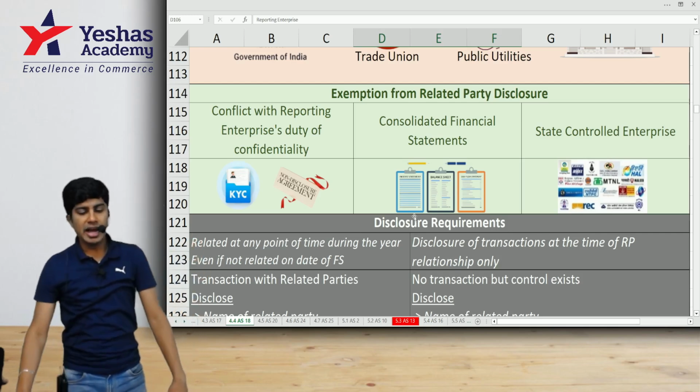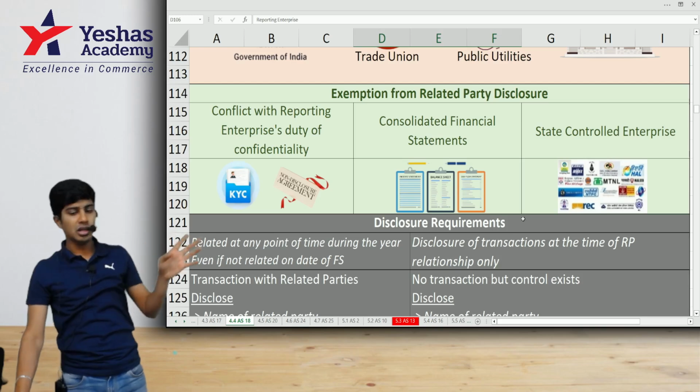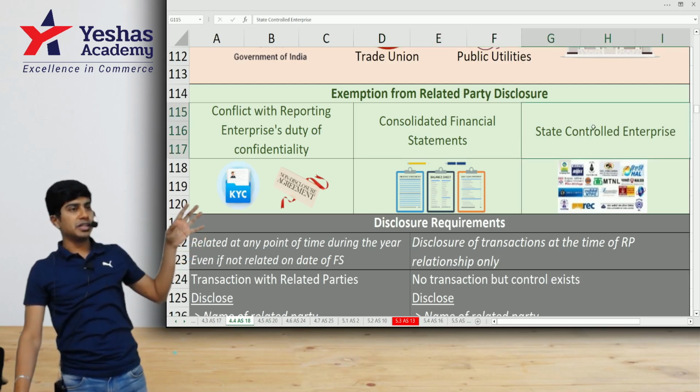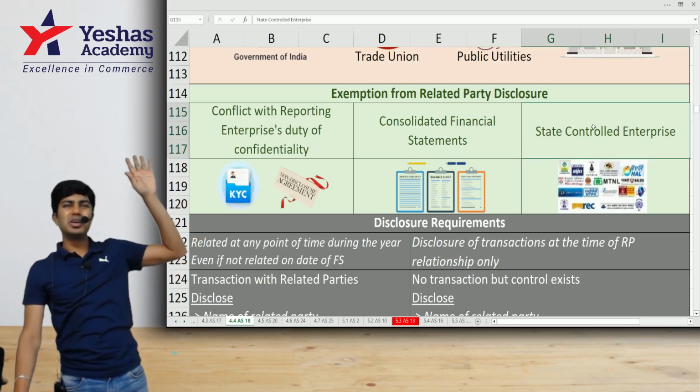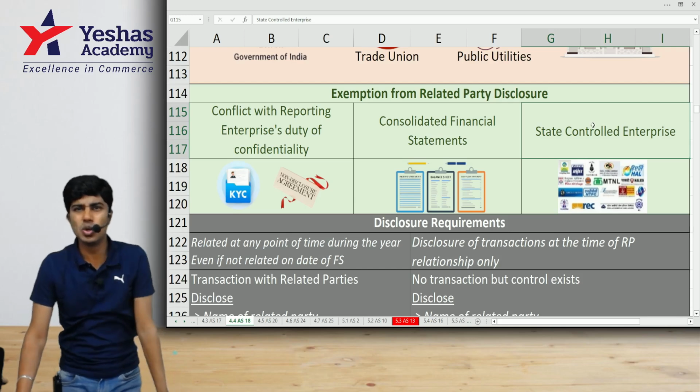Please get this. And in consolidated financial statements between the holding and subsidiary, no disclosure. If you are a state controlled enterprise, government controlled like BHEL, BEL, HAL, all of this, there is no need to disclose this.